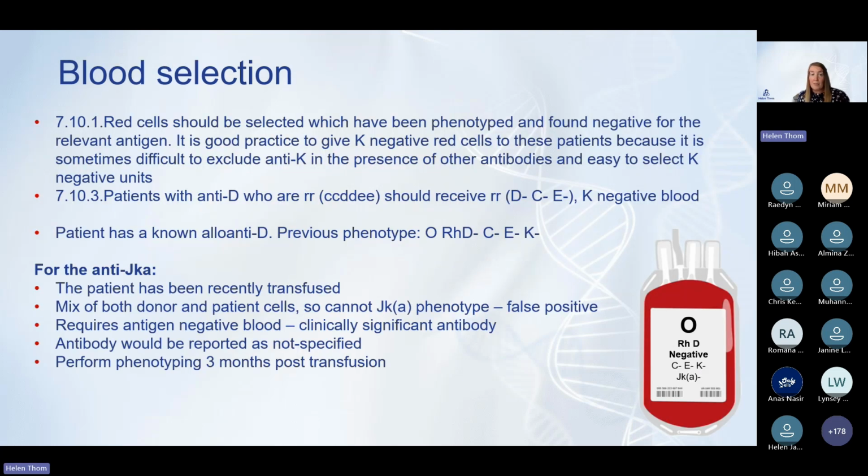So thinking about this, same criteria as before, they've got anti-D, but want little r, and you want to give them big K neg, if the patient's big K neg. But for the anti-Jk, they've been transfused, so we can't do the phenotyping this time. But it needs antigen negative blood because it's clinically significant. The antibody would be reported as not specified and would put a note on to say do a phenotype 3 months post-transfusion.